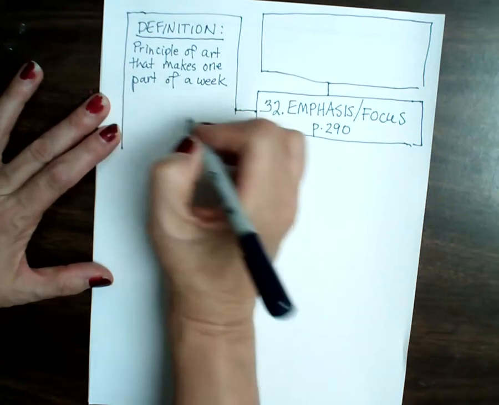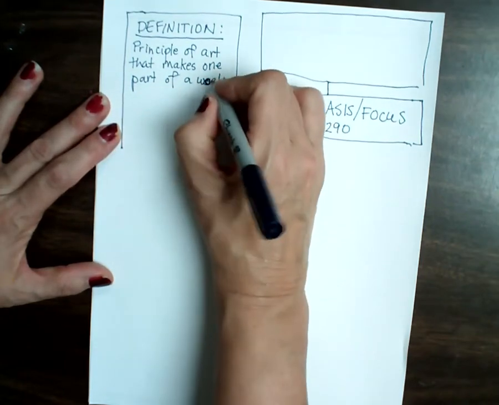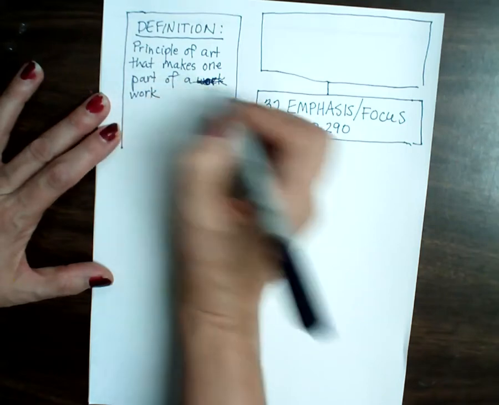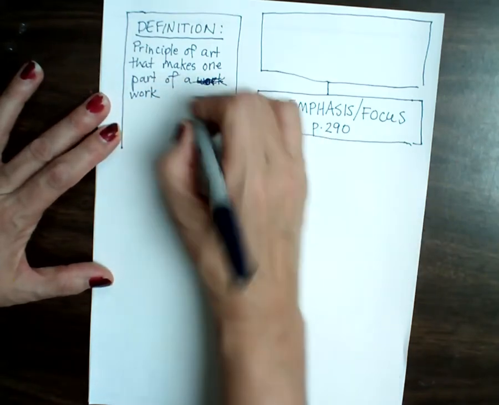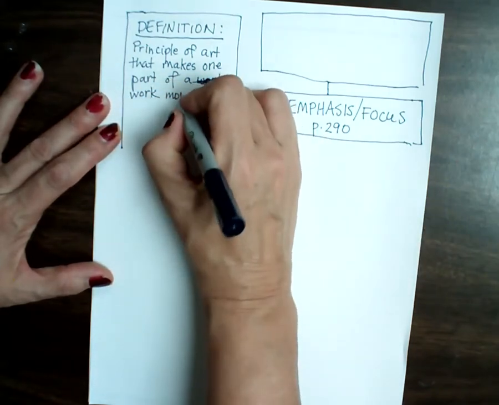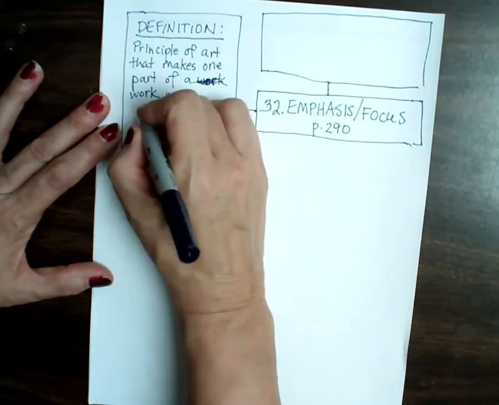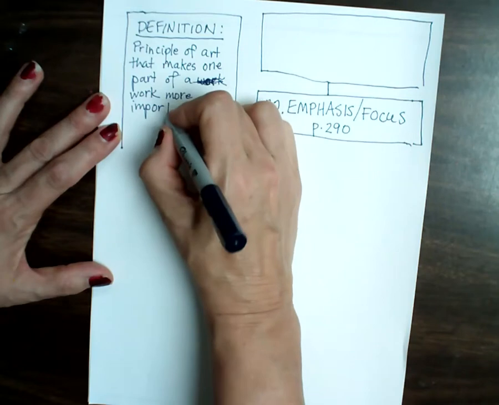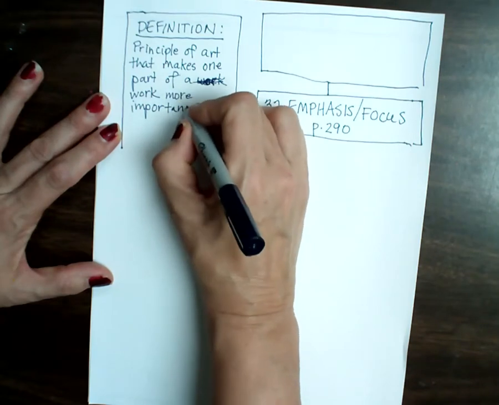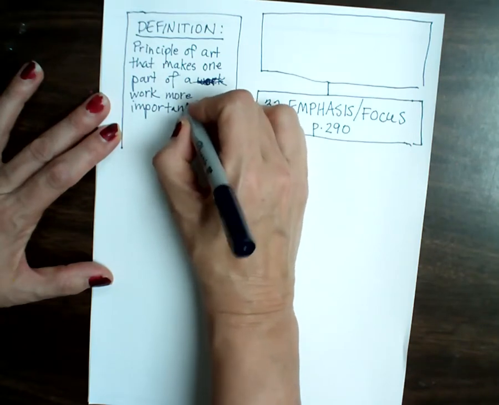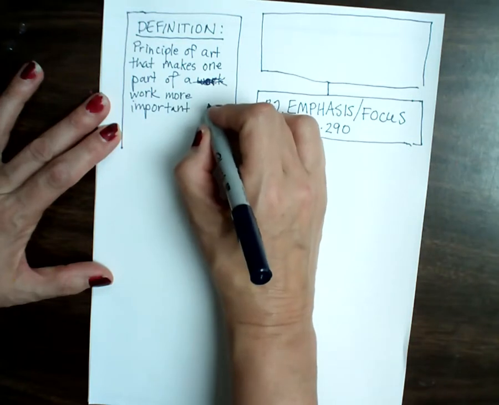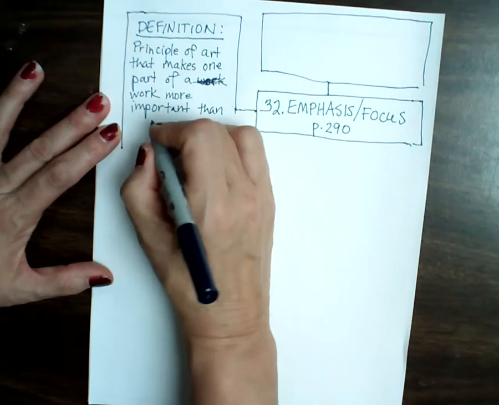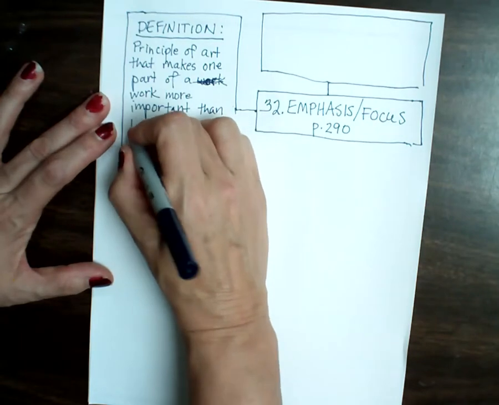And I'm going to put, not paying attention. Work, I put weak. Not doing very well today. I've made several mistakes. More important or more dominant, either one, if you understand what dominant is, but you should, I guess, because we dominate things. More important than, or over, if you say dominate, the other parts of the work.